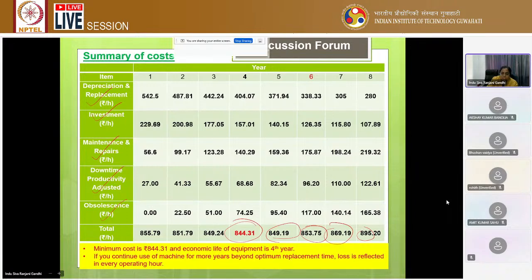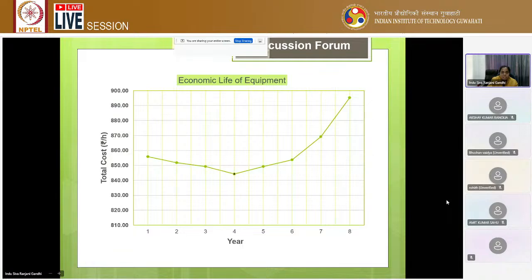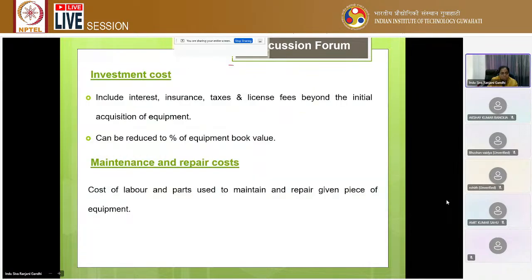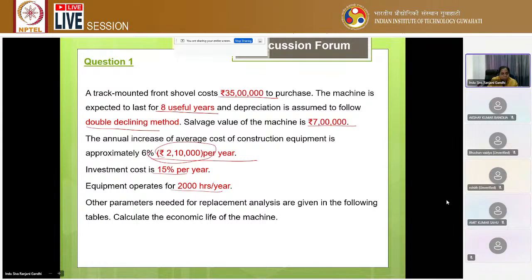Since the learner has posted this doubt, I have explained the complete problem. Now let us move on to the next question, which was posted by another learner in the portal.